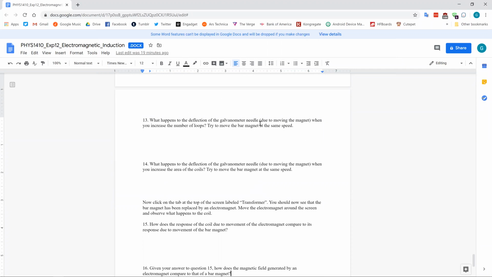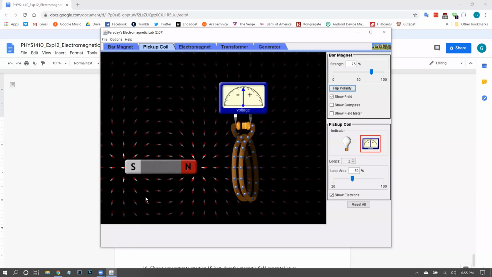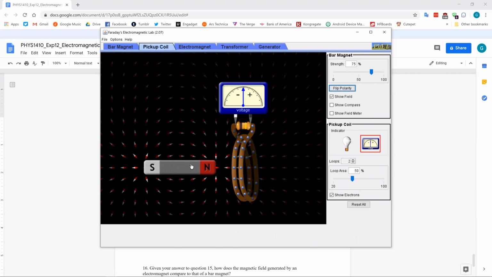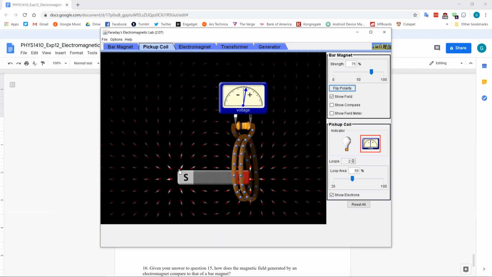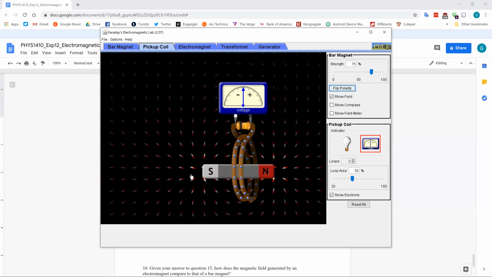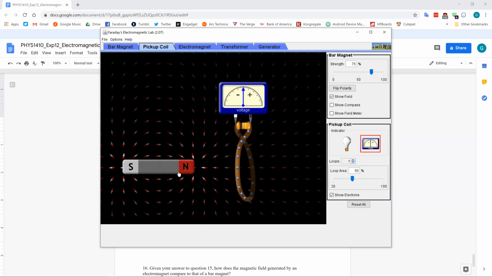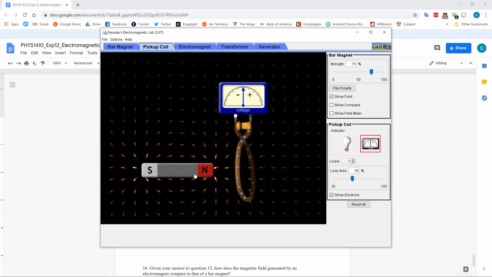All right, so we're going to increase the number of loops first. Okay, so first thing, I'm going to go ahead and just define that as my speed. I'm going to try to move it at the same speed, but it's hard to do. Now I'm going to increase my number of loops, which I can only go to 3, but I increase from 2 to 3. And you might have noticed that it's a bigger deflection. An easier way to see this would be to take it down to 1 and measure that deflection, and then to increase to 3, and you can easily see that that deflection is bigger.